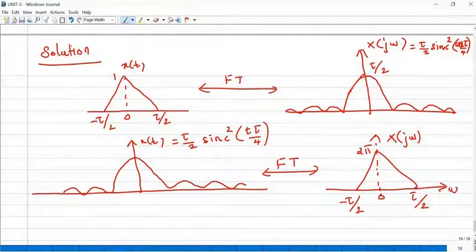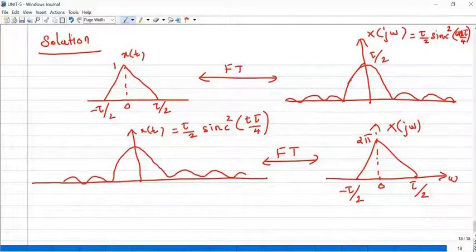These diagrams are not necessary to draw in your examination, they are for your understanding only. Triangular pulse CTFT is tau by 2 sinc square of omega tau by 4. So if we take tau by 2 sinc square of t tau by 4, its Fourier transform as per the duality theorem gives this signal. This is one set.